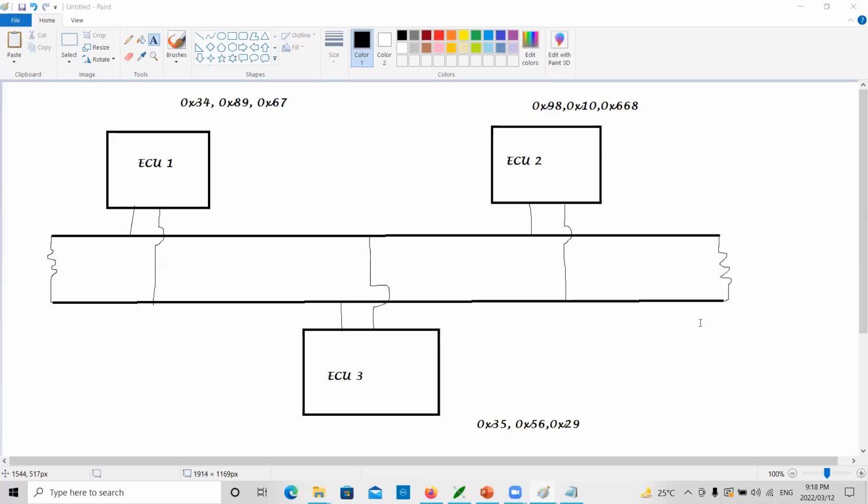But the scenario should be correct. So the bus should be free, and then you should have 10 nodes, and then everyone should have a message to transmit. Only in that case this will happen. Clear?